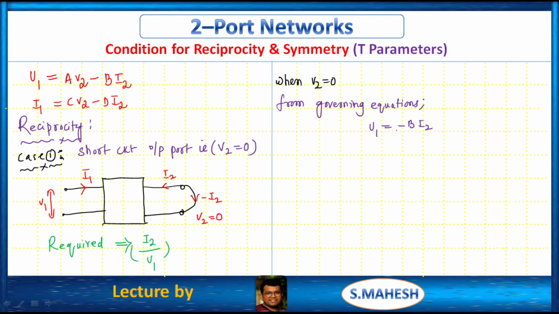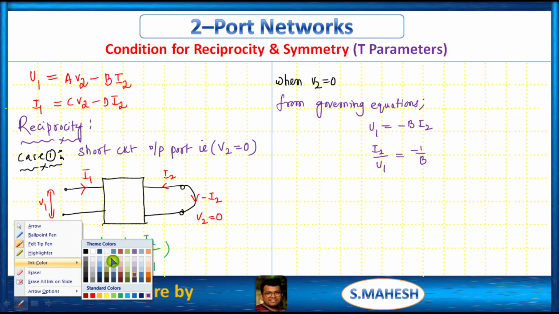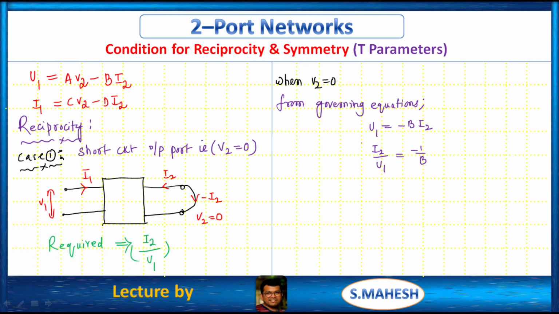What is our requirement? That is I2 by V1. So from this we will get I2 by V1 equals minus 1 by B, right? Here the current ratio I2 by V1 is nothing but minus 1 by B. Or you can consider minus I2 by V1, no problem at all.